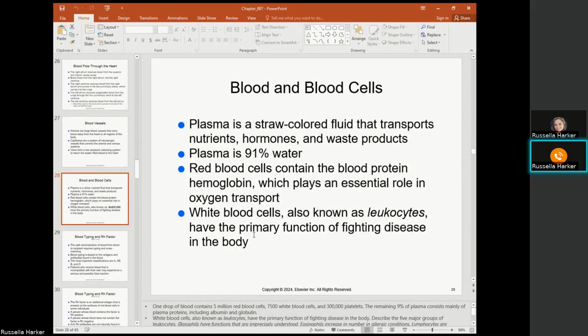Plasma in our blood is a straw-colored fluid that transports nutrients, hormones, and waste products. It's 91% water, and red blood cells contain the blood protein hemoglobin that plays an essential role in oxygen transport. White blood cells, also known as leukocytes, so if you see a word that starts with leuko, you know that it has something to do with white or white blood cells. They have the primary function of fighting disease in the body.